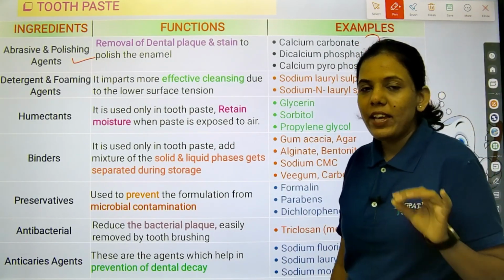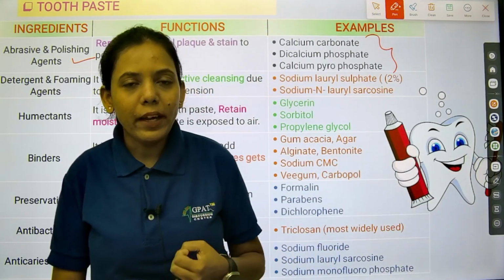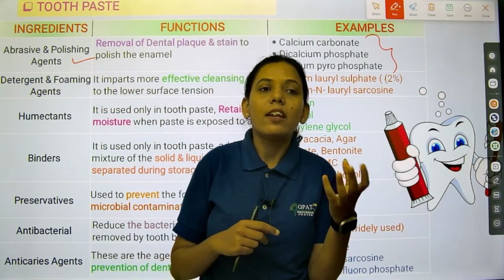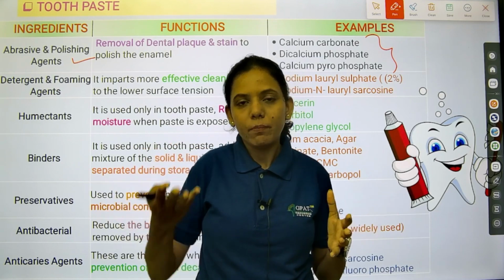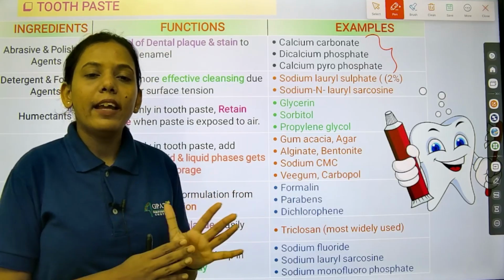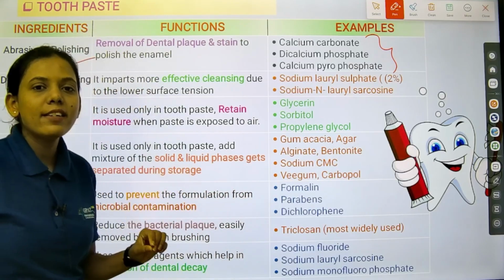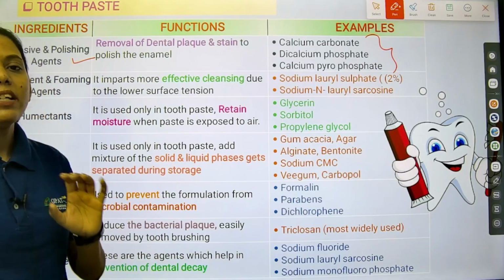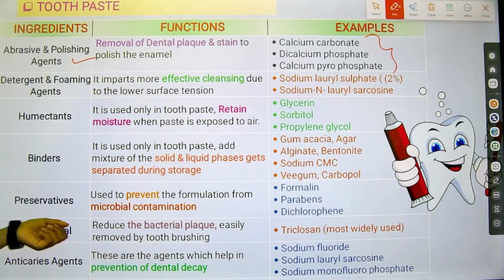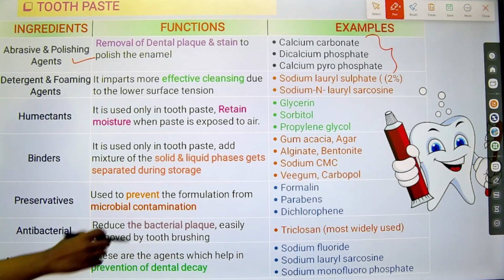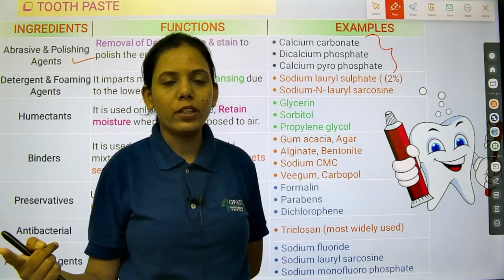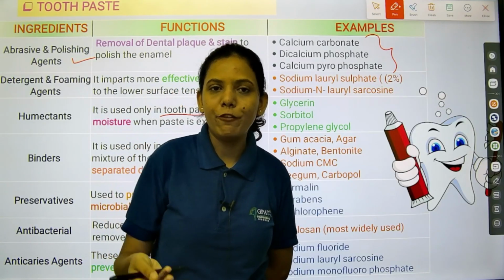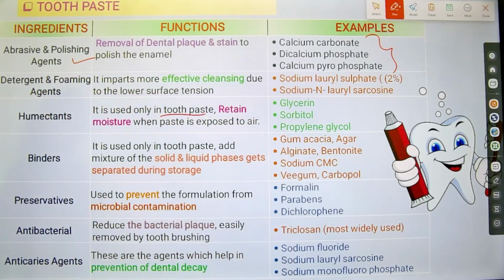Next is humectant. We have seen in case of paste, creams, humectants are required because it prevents drying of the toothpaste, right? If you take out the toothpaste and if it is accessible to the surrounding, then there are chances it may get dry out. So that is the reason you should add humectants that prevents the drying out and retains the moisture. So it is used only in the toothpaste. Definitely there are tooth powders also, but we are not going to add humectant in tooth powder because tooth powders are already in a solid form, already in the dry form, right? So it retains the moisture when the paste is exposed to the air.